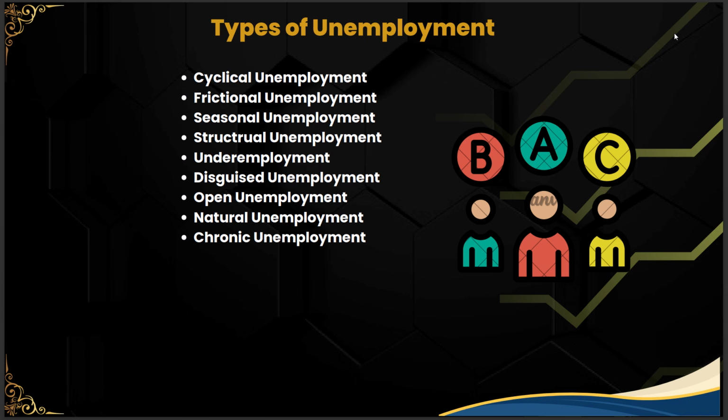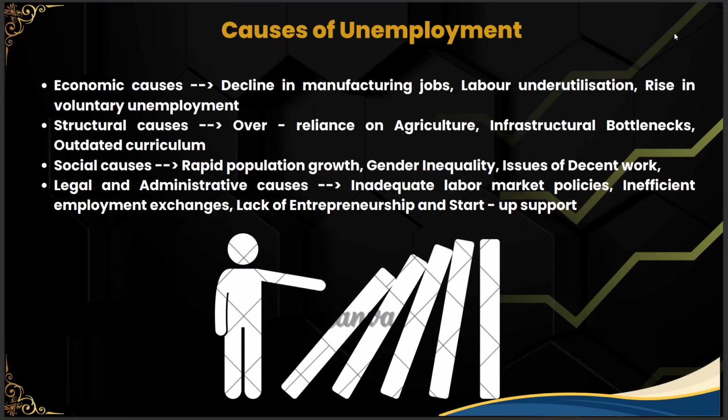Now let us look into the causes of unemployment. Economic causes. Decline in manufacturing jobs. With the emergence of AI, automation and multi-skilling, the demand for human resources in manufacturing has reduced. India experienced a decline of around 1 million manufacturing jobs from 2012 to 2018. This is one of the major causes.